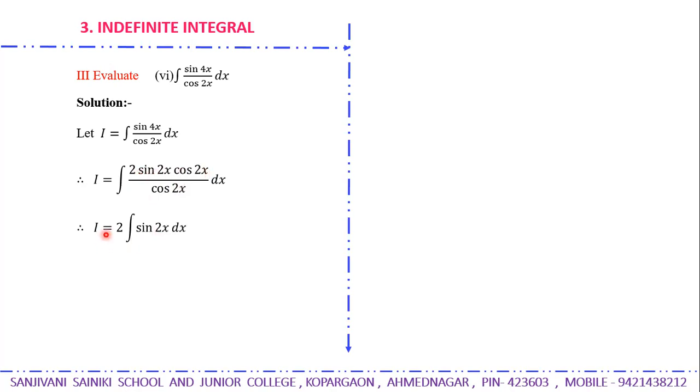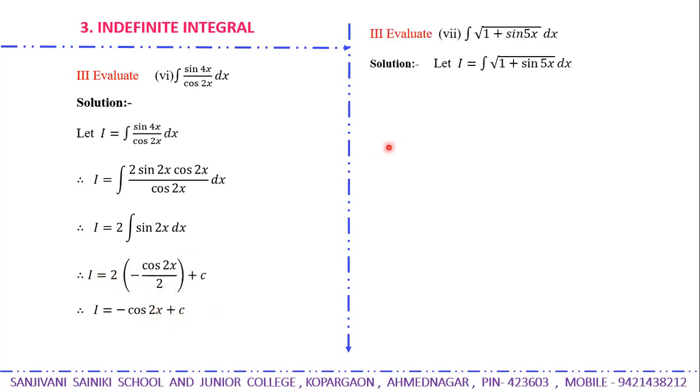So integral of 2, 2 is a constant, we can take outside, and integral of sine 2x is minus cos 2x upon 2, because it is in the form of sine of ax plus b. While finding the integral, we are dividing by a, and while finding the derivative, we are multiplying by a. So this 2 will cancel and we get minus cos 2x plus c.